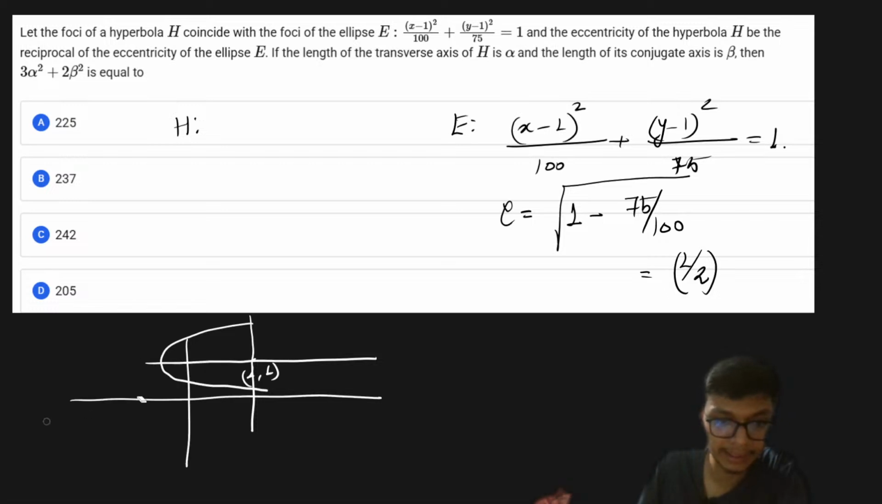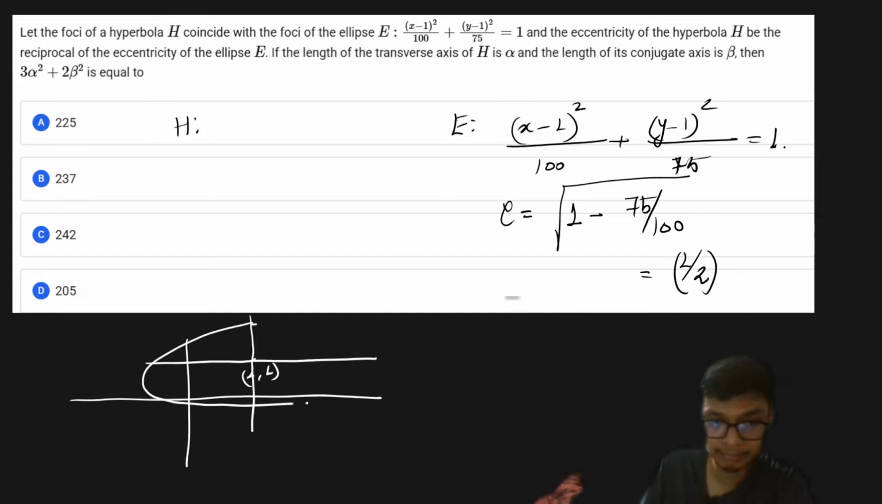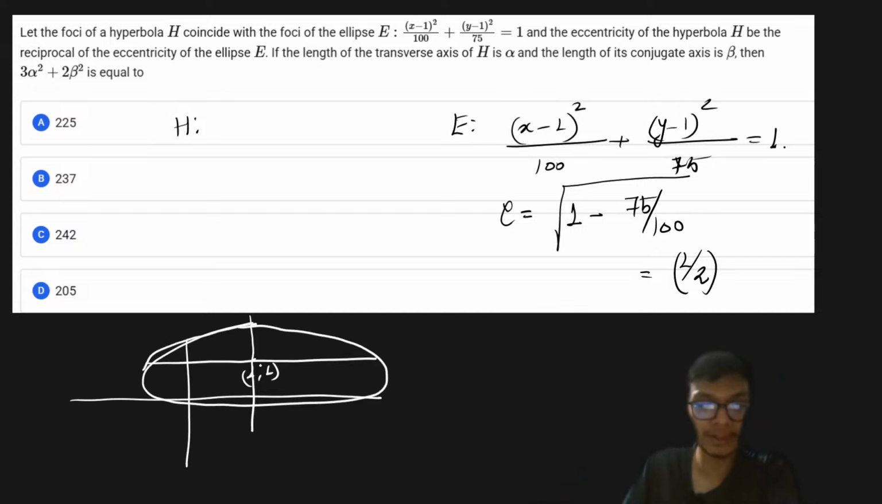Pardon me for the diagram. Let me try to draw it maybe like this. Okay, please don't go by the diagram, but try to understand why I'm drawing it, to explain the parts, right? Now this particular distance is going to be equal to square root of 75, and this particular distance is going to be equal to 10, right? So from here, let us find the focus. Our foci S1 and S2 are going to be on this particular axis only.